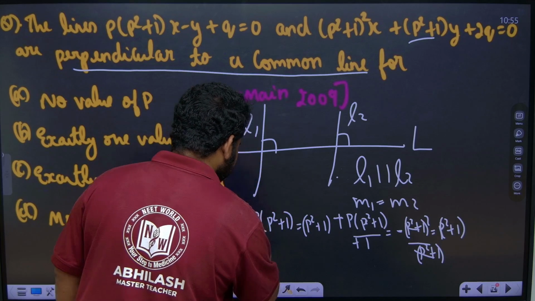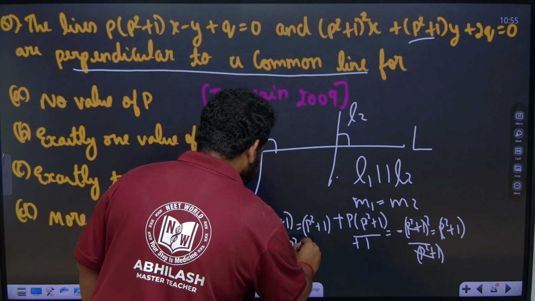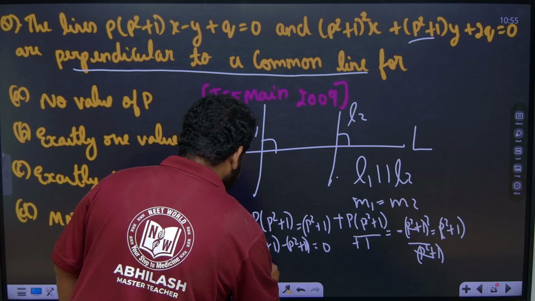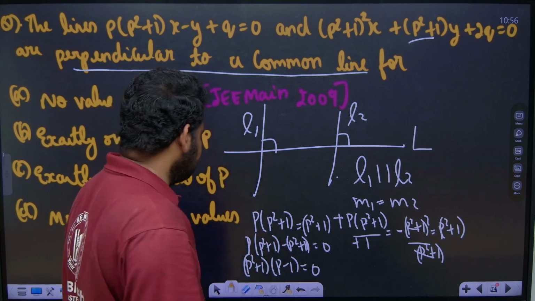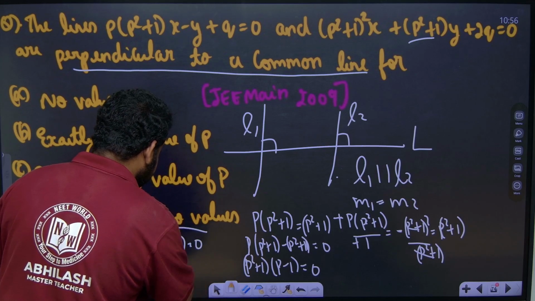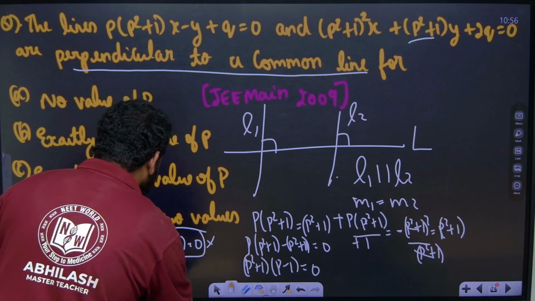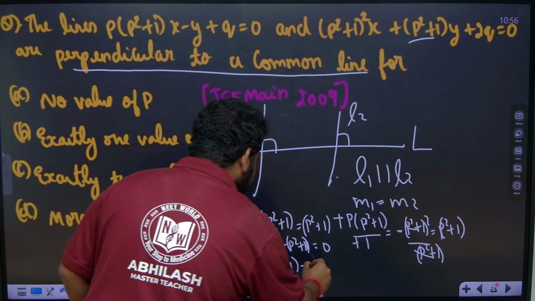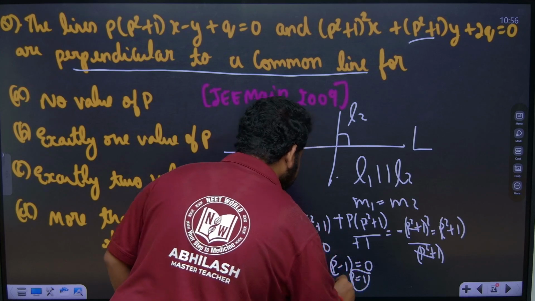If I bring it to this side, this will become p(p square plus 1) minus (p square plus 1) is equal to 0. Now, I can take p square plus 1 as common: (p square plus 1)(p minus 1) is equal to 0. Now, p square plus 1 is equal to 0 I cannot take, because p square would be equal to minus 1, and that is not a real value. The only value I have is p minus 1 is equal to 0, that is p is equal to 1. So there is only one value of p.